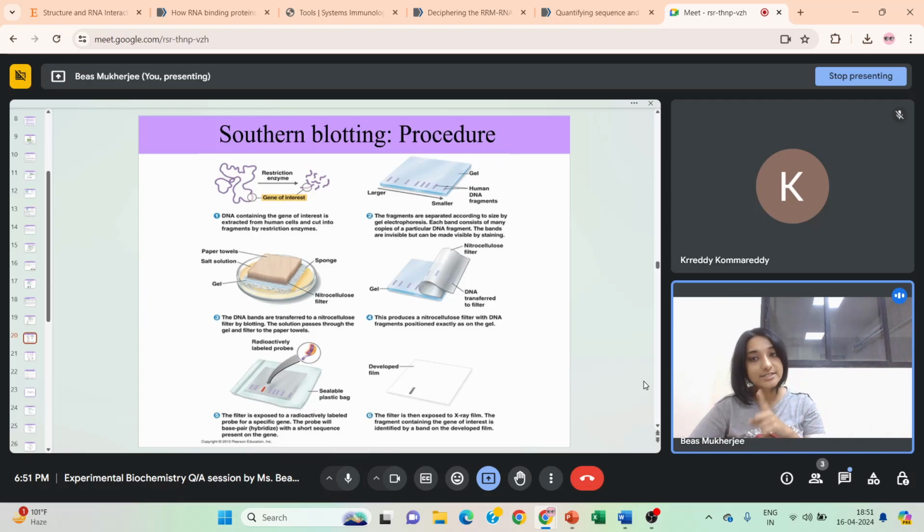Then, you can see the third step, there is a transfer process. So here what process is used? This is a capillary blotting, right? So DNA bands are transferred onto a nitrocellulose membrane by blotting. And then what happens? They are positioned exactly on the NCM as they were positioned in the gel. Then what happens? It is exposed to radioactively labeled probe for specific gene. The probe will go and bind, it will hybridize with the sequence. And then what happens? If you wash it, remove the non-specific interactions, and then expose it to X-ray film, and you see the gene of interest intact there.